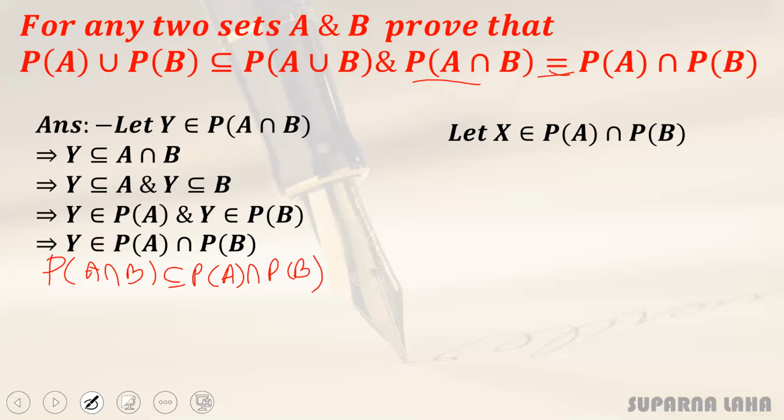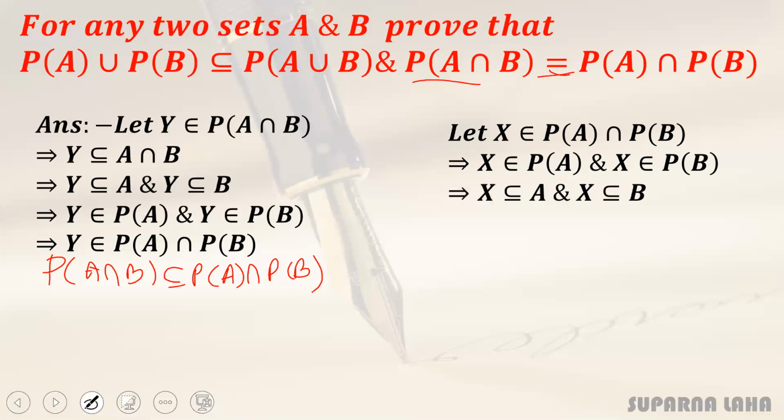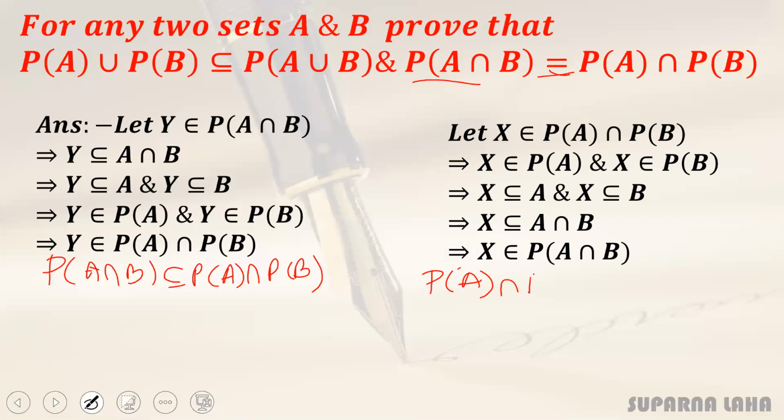In a similar manner, let us take X, another set which belongs to this power set of A intersection power set of B. So that means it belongs to power set of A and power set of B. That means X is a subset of A and B. Since X is a subset of A and B, that means X is a subset of A intersection B, and that means X is an element of power set of A intersection B. So we prove that power set of A intersection power set of B is a subset of power set of A intersection B.